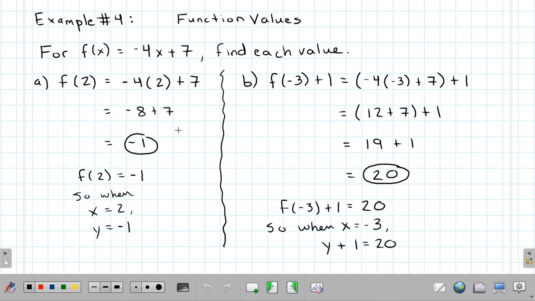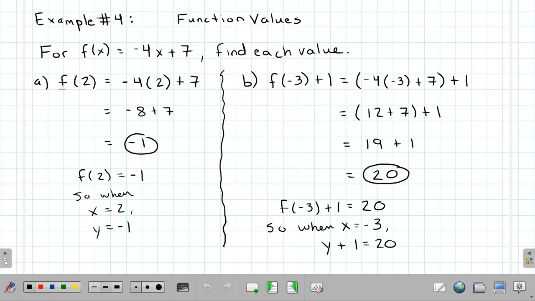So let's look at a couple of examples on this. Okay, so example number 4, function values. Well, what are we doing here? In this case, we're given a function. We're saying f of x is equal to negative 4x plus 7. Find each of these values, okay? So we have function notation here, but once again, we can think of it as this just being y is equal to negative 4x plus 7.